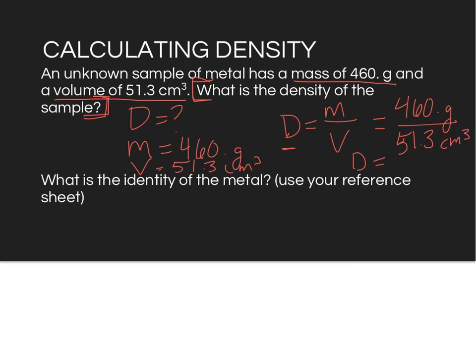All right, so we should get 8.97, and then I'm always going to have my units attached to that. So that's going to be grams per centimeter cubed, just as the units I showed you on that very first slide. Sorry, that's not the neatest, but hopefully you can still read that. 8.97 grams per centimeter cubed is the density for this sample.